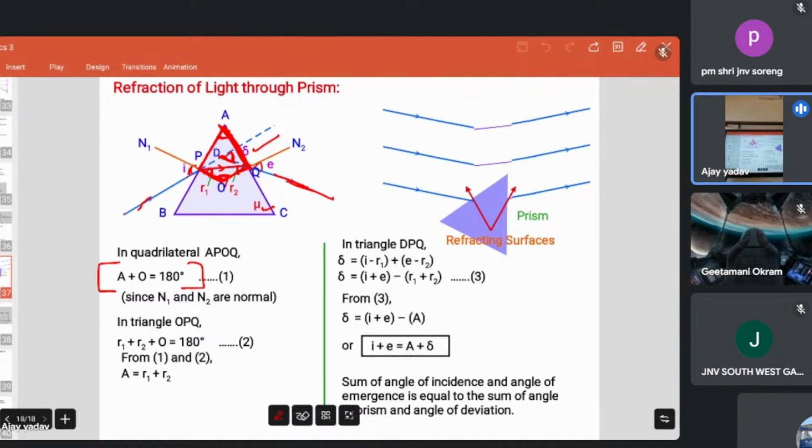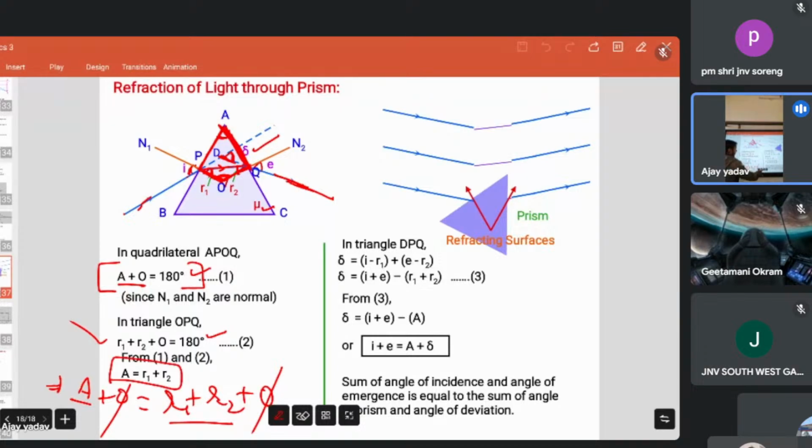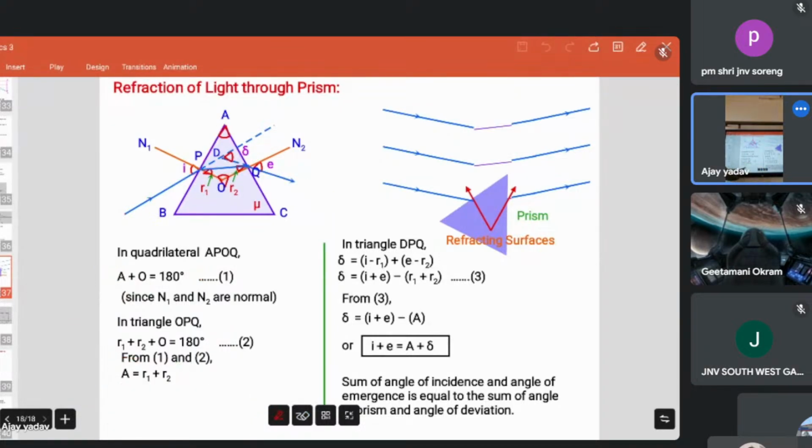So we can write r1 plus r2 plus O is 180 degrees. Now from equation 1 and 2, the right hand side is equal, it is 180 degrees, so the left hand side will also be equal. What is the left hand side? A plus O, and here r1 plus r2 plus O. So angle O will cancel. So A equals r1 plus r2. This is the equation: A equals r1 plus r2.